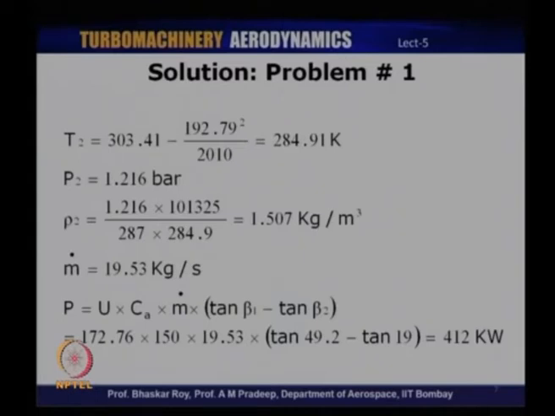So, if we substitute this in the mass flow rate equation, we can calculate mass flow rate, and we get that as 19.53. So, we have calculated mass flow. Of course, this is one of the ways of calculating mass flow. You can calculate it in different ways. If you calculate the inlet density, you can still calculate the mass flow rate using the inlet density as well.